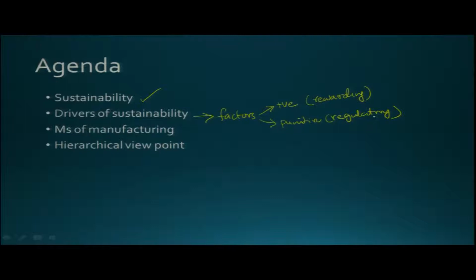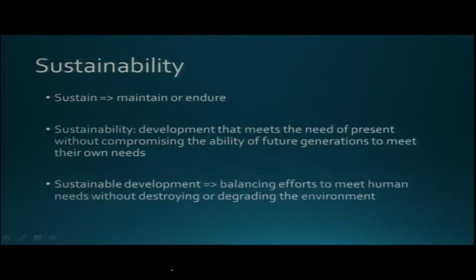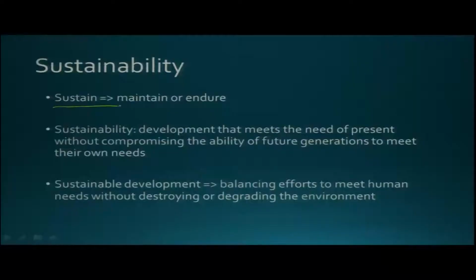Then we also talk about the major M's, which is important to understand, and the viewpoint, how we hierarchically analyze the system. Sustainability, obviously everybody has heard this word, and the first important thing is that to sustain means to maintain or endure.